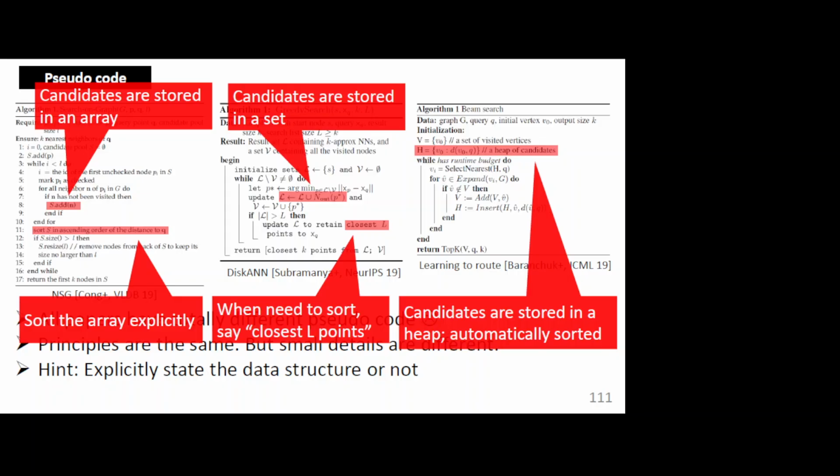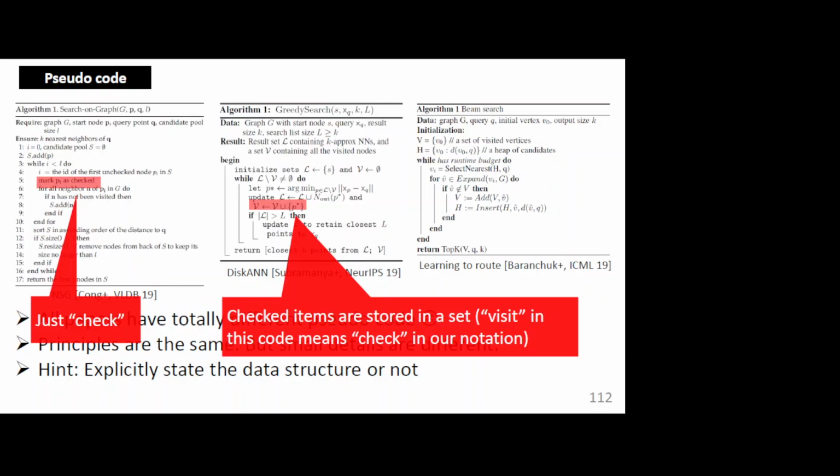And the third paper, Learning to Route, also has the same code to store your candidates. But here they store their candidates in a heap. A heap is a special structure that can automatically apply the search and the sorting on the elements. Also, remember that in our search process, we have a check. The check for whether a node is visited is here. Here, you see.